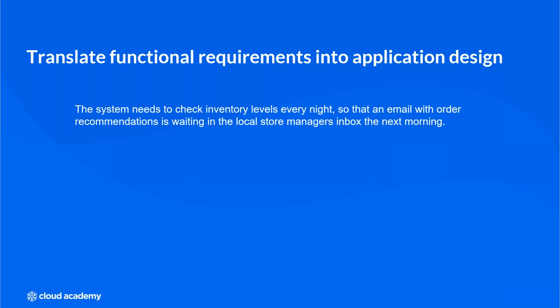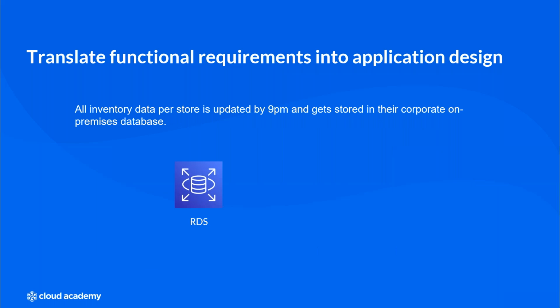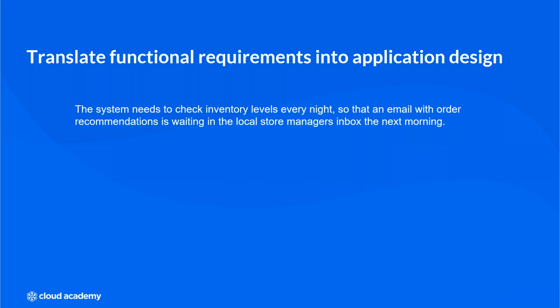The system needs to check inventory levels every night so that an email with order recommendations is waiting in the local store manager's inbox the next morning. That's good. What we do know about this is we have a limited time frame. All of our stuff is in and ready to be calculated by 9 p.m., and realistically it needs to be done by 6 a.m., maybe 4 a.m. for some wiggle room. So just something to keep in mind and think about. That's what I think about when I'm going through these questions.